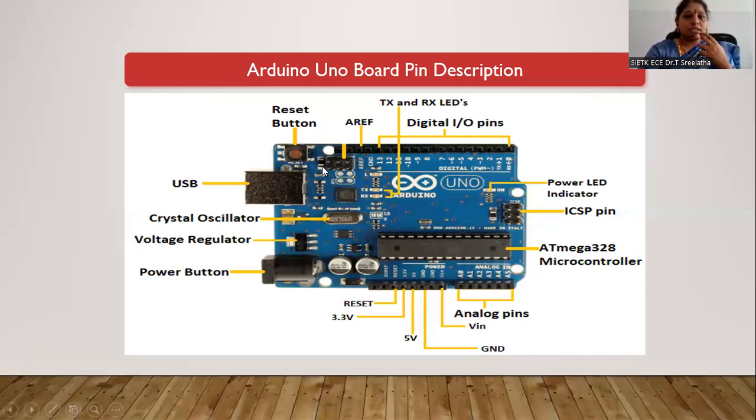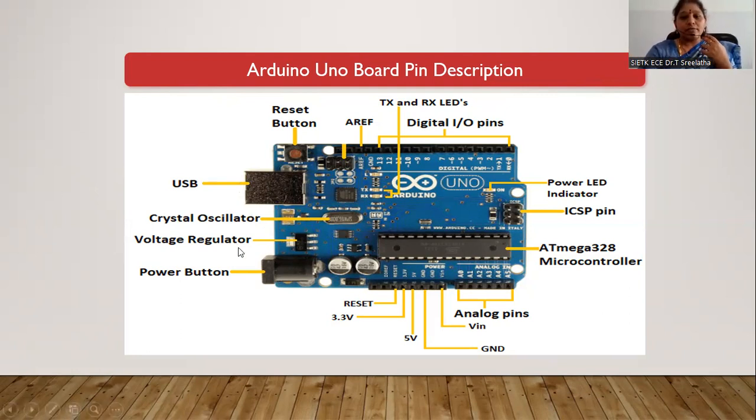And if you observe here, we have our reset button. If you want to change the program which you dumped to your Arduino, you can go for the reset button and you can run another program here. And you have your USB here, and the crystal oscillator here. The crystal oscillator plays a very important role, which gives us the speed of this particular Arduino board.